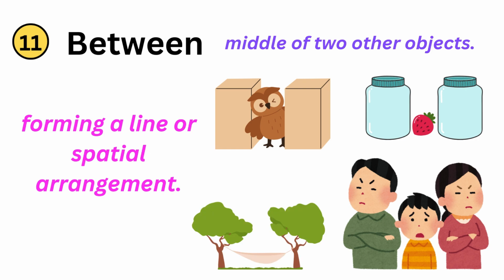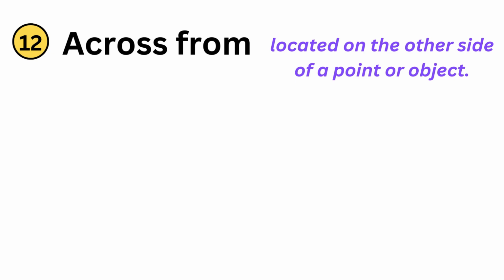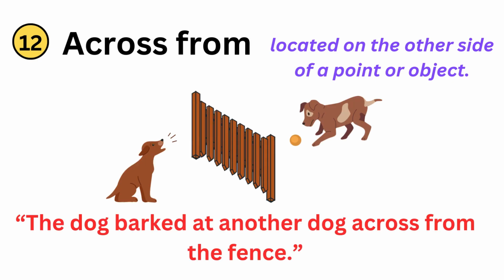or spatial arrangement. Number 12. Across from. Across from indicates something located on the other side of a point or object. For example, the dog barked at another dog across from the fence.